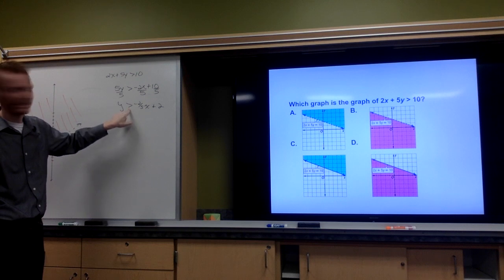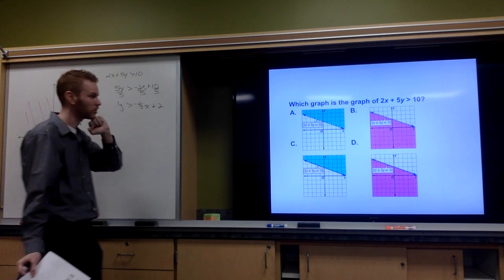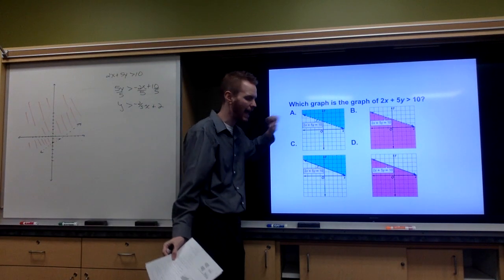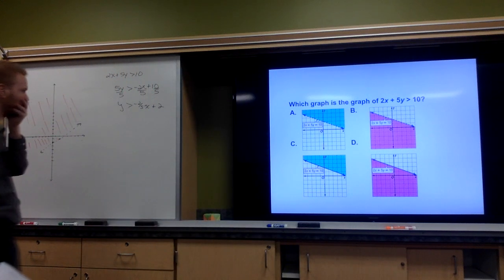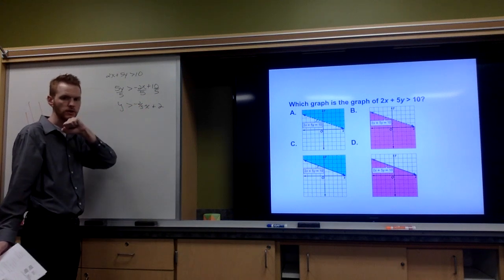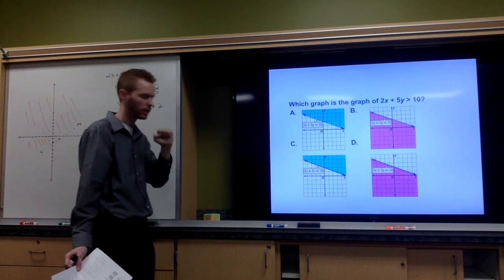Is it solid or dotted? It's dotted. I'm not allowed to include those answers on the line, so it must be A. A is my answer for that guy. See how I kind of broke this down? Okay, just by what you see here on the graph, and the equation.